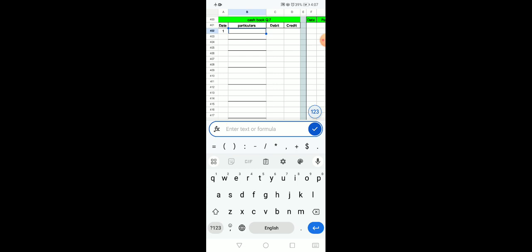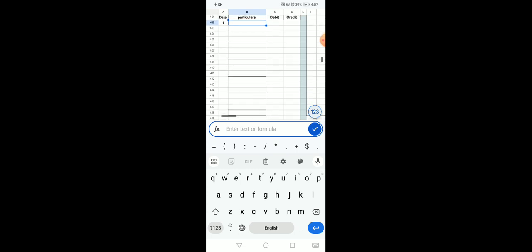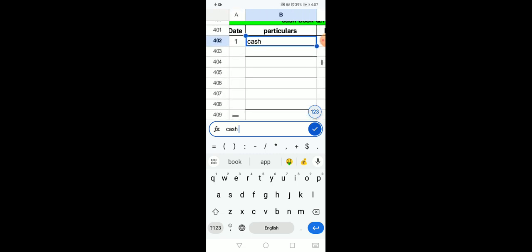Increase in cash in hand should be debited, as cash in hand is your asset, and when an asset is increasing, that is why it should be debited. So you are mentioning the name of cash on the debit side.